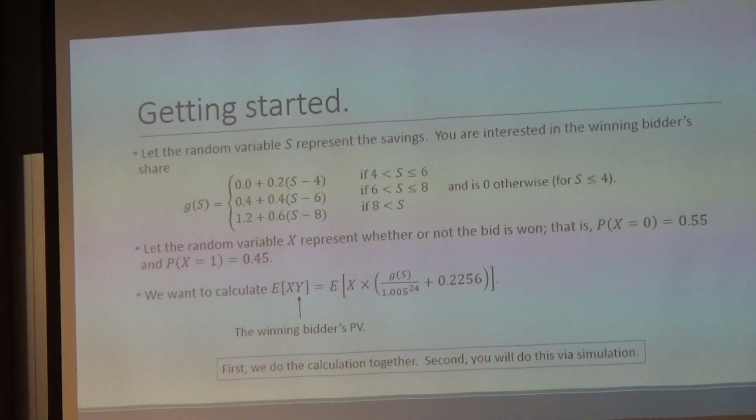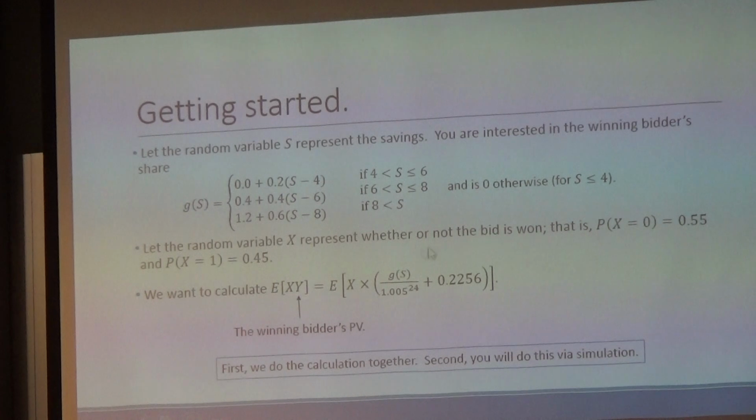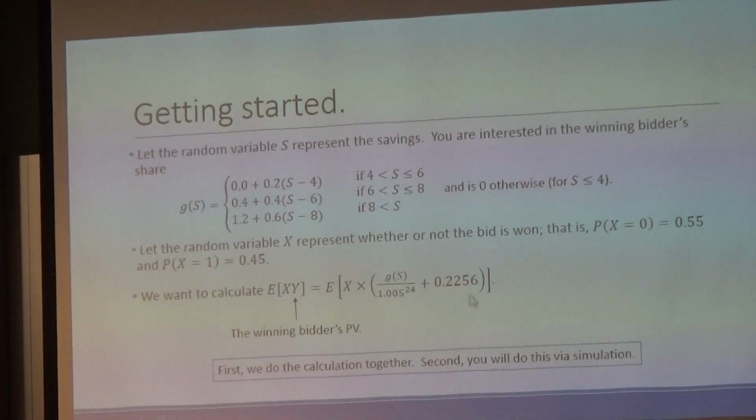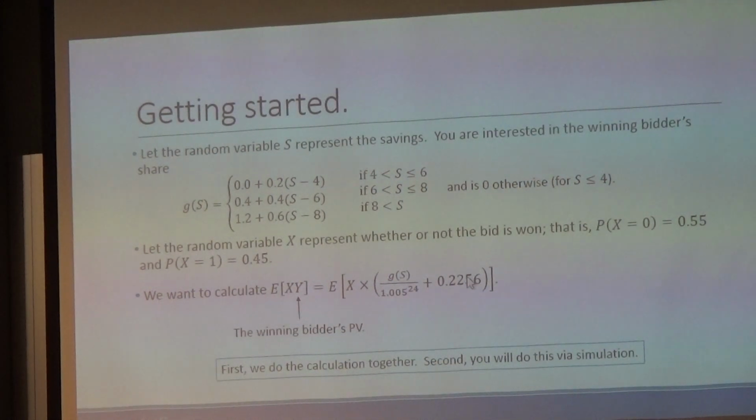Discounted is just, okay, so the winning bidder share here is 24 months from now, so we're discounting the winning bidder share according to that formula right there. So it's the discounted value of what you receive 24 months from now plus this $10,000 cash flow you're receiving for the next 24 months.